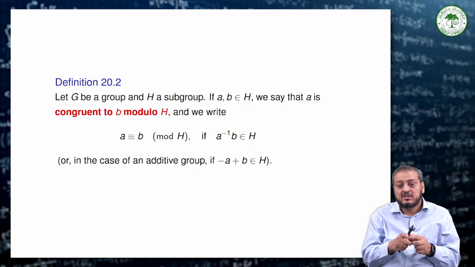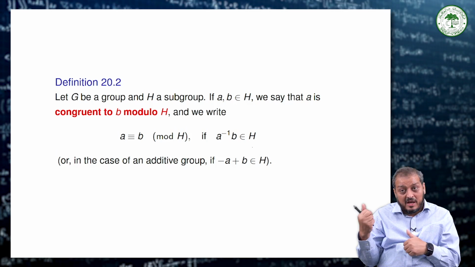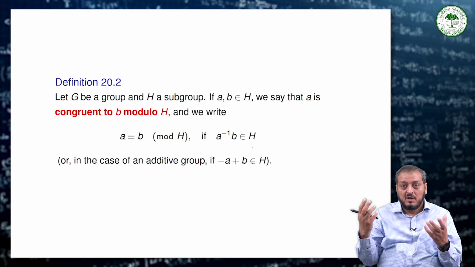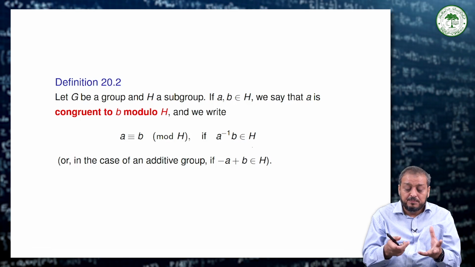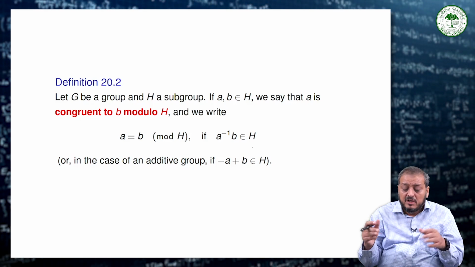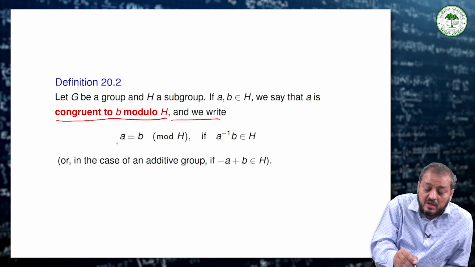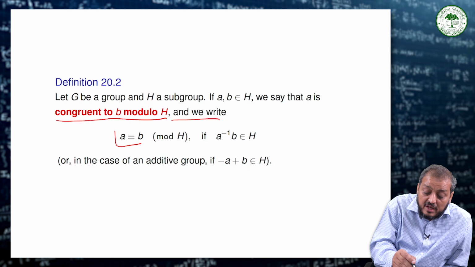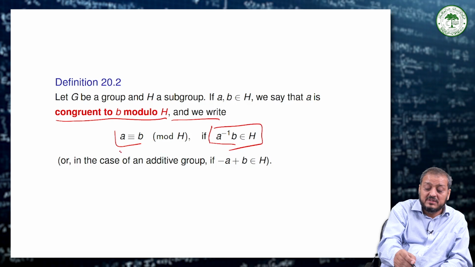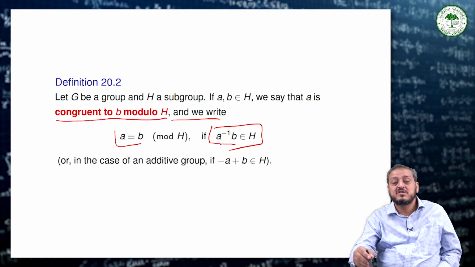Now I will define one more definition, a congruence modulo n; we define congruence modulo a subgroup. Let G be a group and H a subgroup, and A and B elements of G. We say that A is congruent to B modulo H, and we write A congruent to B mod H, if A inverse B is an element of H.